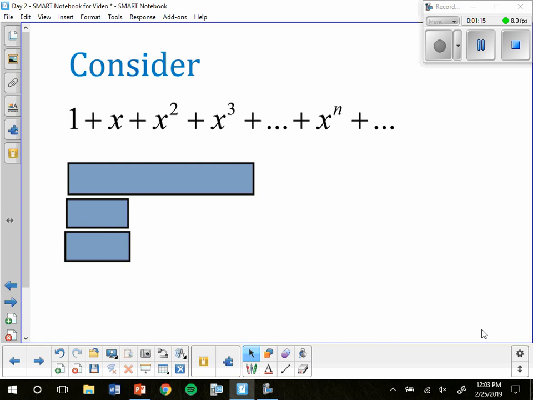What is a power series? Coefficient times x to a power. Is this a coefficient times x to a power? Yeah. What's different is I have the same coefficient every time. What is that coefficient? 1. But it is a power series. It is also a geometric series. Not all power series are geometric, but this one is.